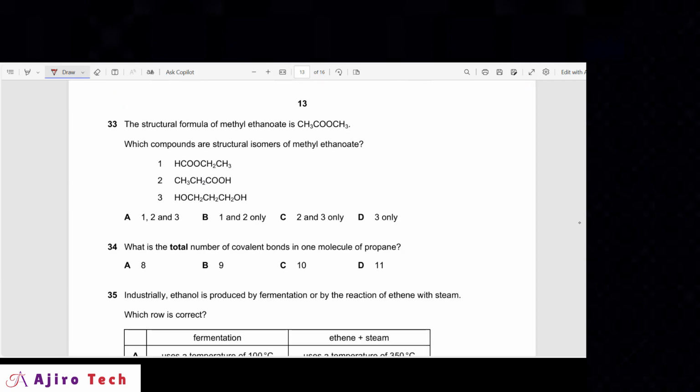Question 33. You have the structural formula of methyl ethanoate. Which compounds are structural isomers of methyl ethanoate? Okay, structural isomers. So this is a structural isomer because this is now ethyl methanoate. So this is good. This is propanoic acid. Of course, it has to be because there are 3 carbons here. It fits into the same number of atoms involved. So 3 carbons, 6 hydrogens, 2 oxygens. But for this, is not because we have more hydrogens than the structure we are working with. So that makes 3 off. So we have 1 and 2 as the answer.